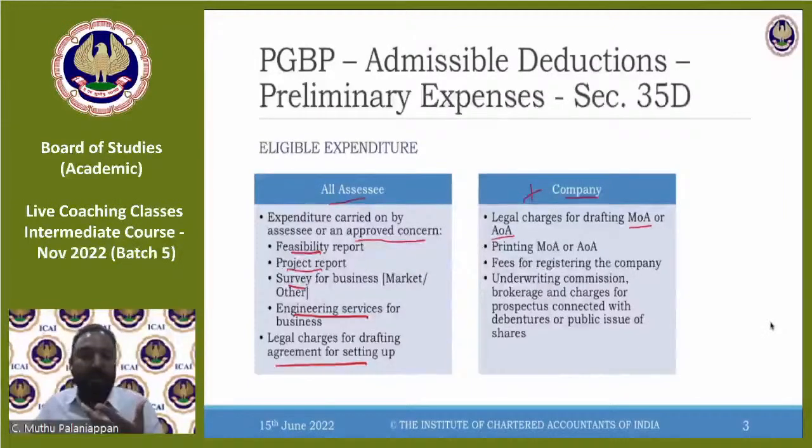So before you register under the Companies Act 2013, you will have a certain procedure. One of them is drafting MOA and AOA, and then printing. Earlier you had to print and distribute it to all the shareholders; these days you only have to upload the online memorandum or articles version. So that printing charge is also applicable. Then fees for registering the company. Whatever statutory fees you are paying to the ROC, that is the MCA, are also applicable as preliminary expenses.